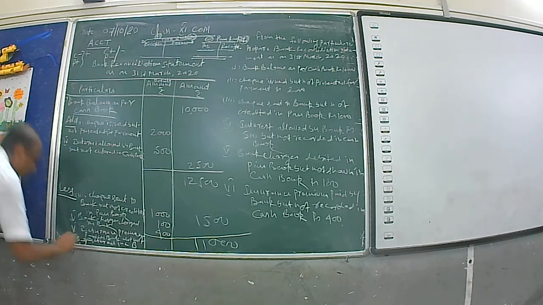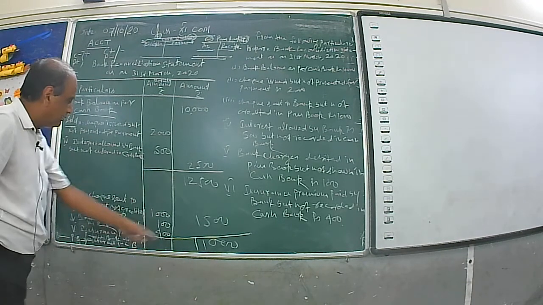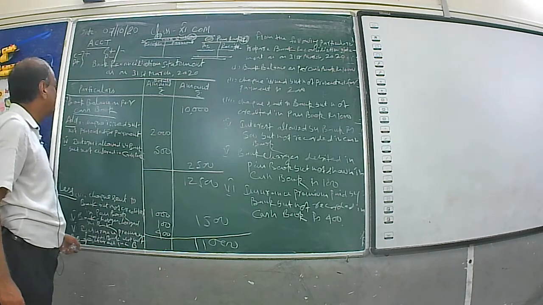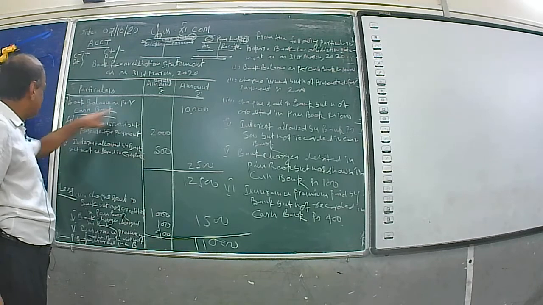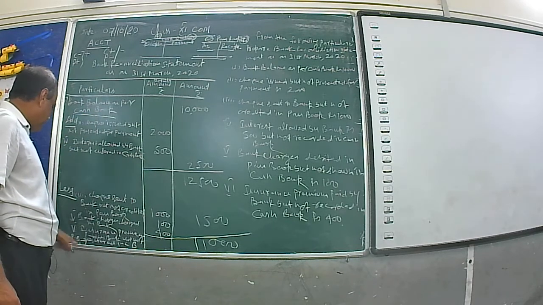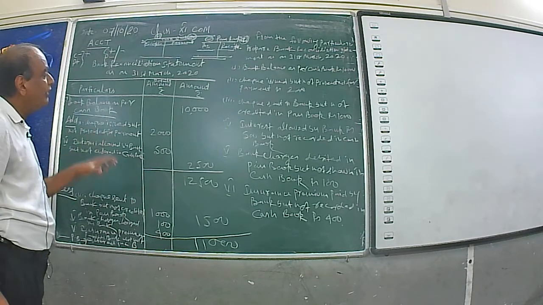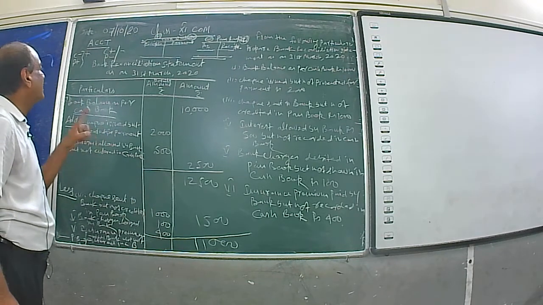Here there is no space. That's why you will have to write here at last bank balance as per passbook. Bank balance as per cash book. Here you will have to write bank balance as per passbook. That is 11,000.